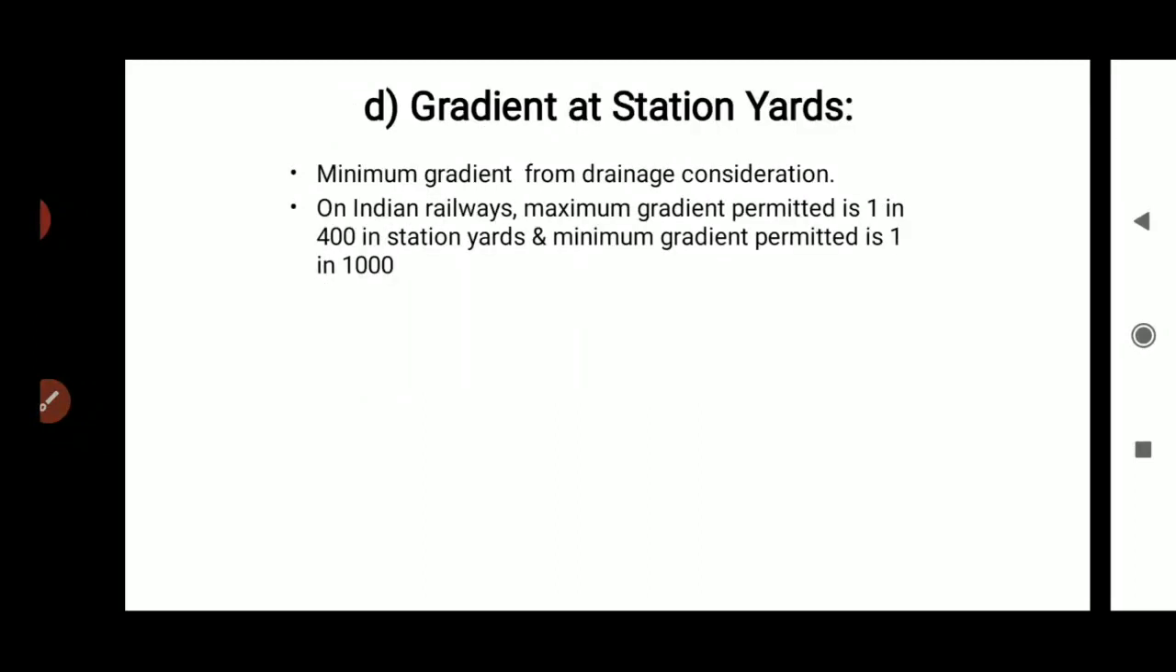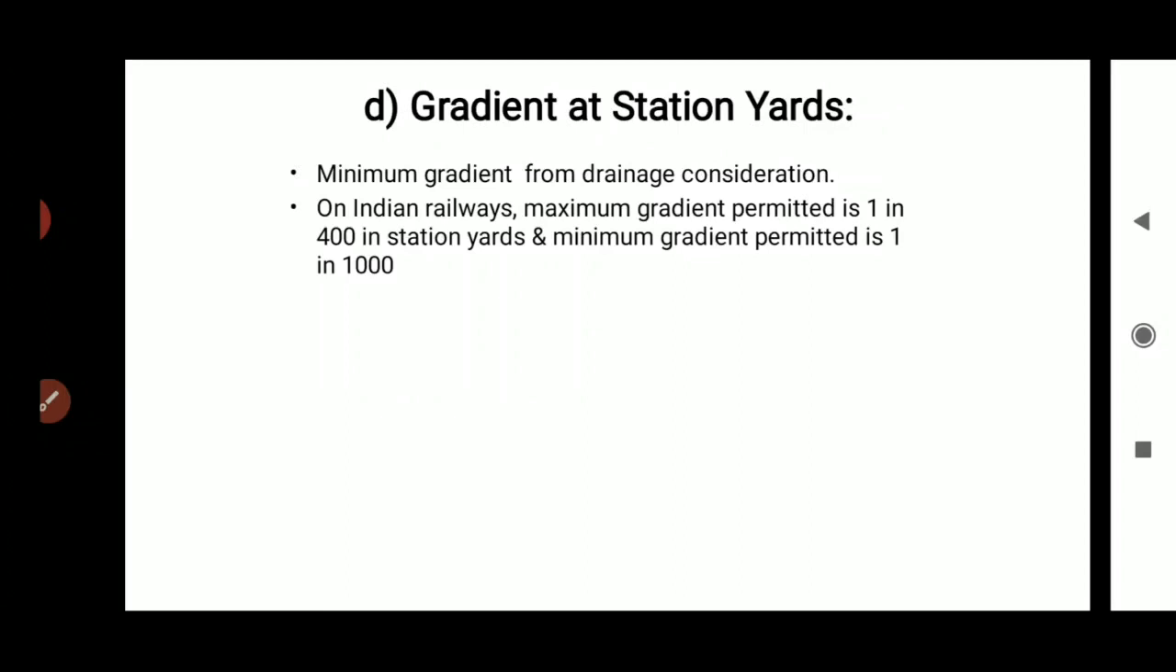Next, we come to the gradient at station yards. Generally this is the minimum gradient from drainage consideration. This gradient is provided at station yards because when the train comes to the station yard, due to the gravity effect and strong wind, the train may move from its position. To prevent that movement, a gradient is provided at the station yard for the stable stoppage of the train.